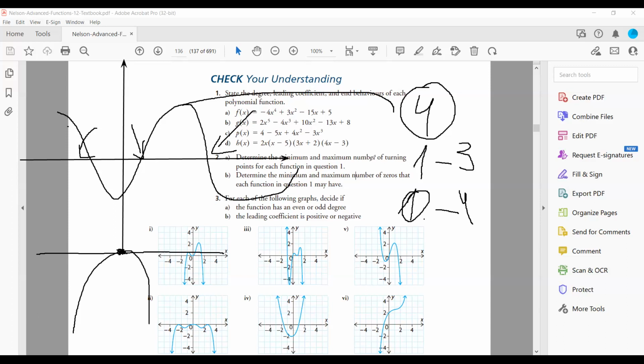So for question A, my answer: determine the minimum and maximum number of turning points. Minimum number is 1, maximum number is 3. Is that clear why it is so? Yes, sir.